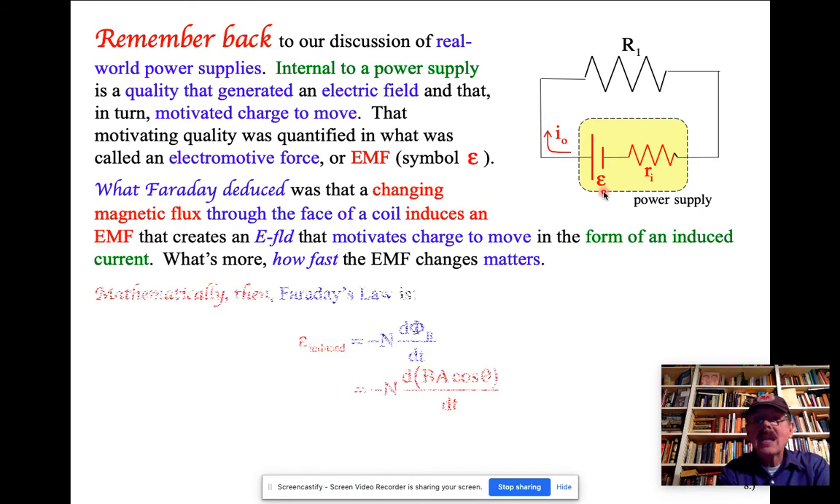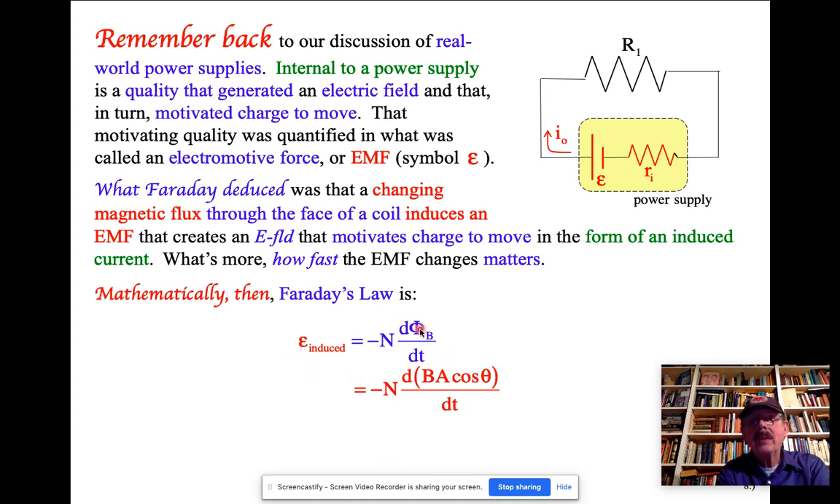So this is the same kind of thing. As far as Faraday was concerned, there was an EMF being generated. It was related to the rate at which the magnetic flux changed with time. It was proportional to it. To make it into an equality, you needed a proportionality constant, which happened to be the number of windings in the coil. You needed the negative sign for conservation of energy, which is something we'll talk about later. But in any case, this right here is Faraday's law.